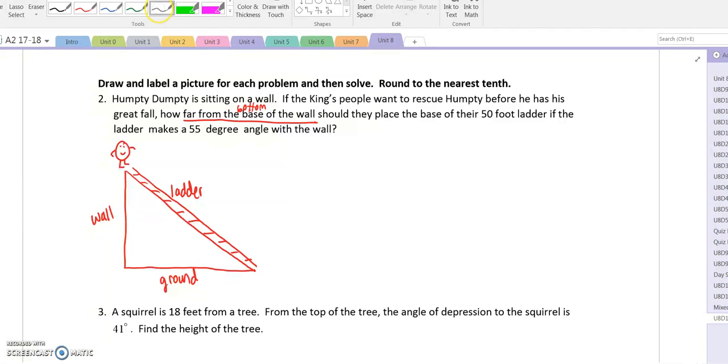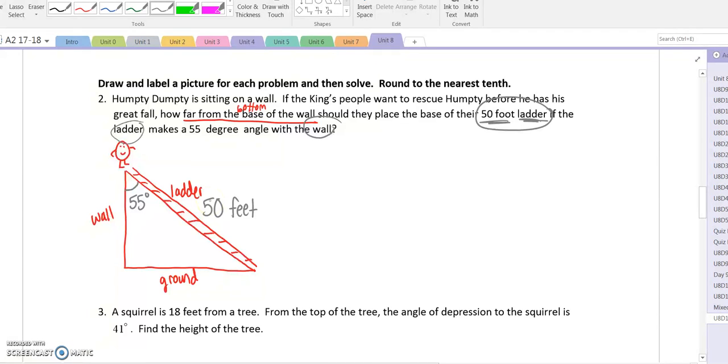Well, now that I've got my picture taken care of, I can start putting some numbers in. It says the ladder is 50 feet tall. 50-foot ladder, right? That means the ladder's 50 feet. So right here I can label 50 feet. It says the ladder makes a 55-degree angle with the wall. So the angle between the ladder and the wall is 55 degrees. Well, that's up here. Between the ladder and the wall, that's this angle. That's why it helps to label.